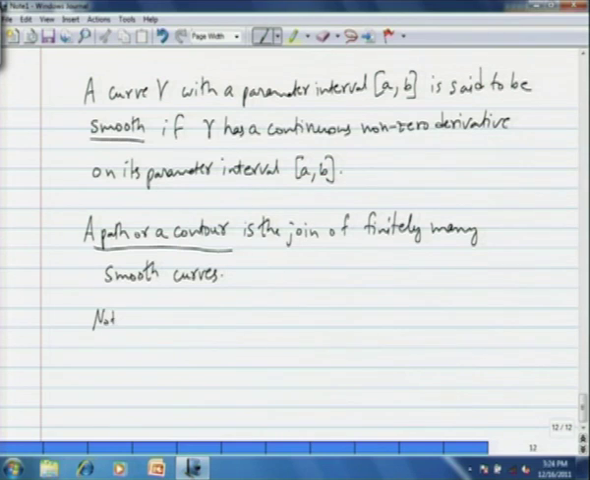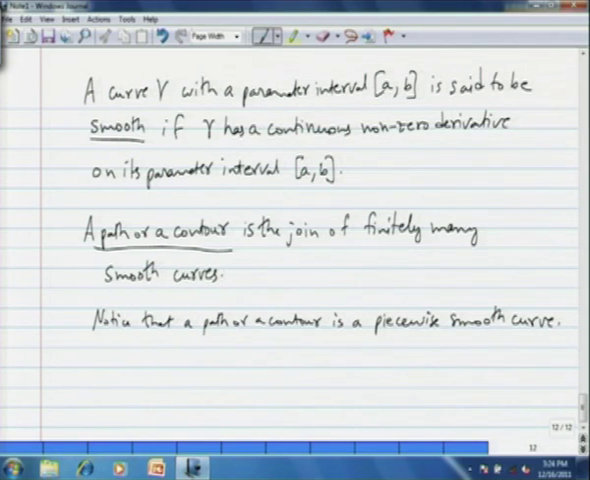So, I will write that in words. Notice that a path or a contour is a piecewise smooth curve with certain parameter intervals, depending on the parameter intervals for the smooth curves that we are picking to join. And we often assign the standard geometrical terms such as a triangle or a circle, etc., to these contours depending on the range of the contour itself.